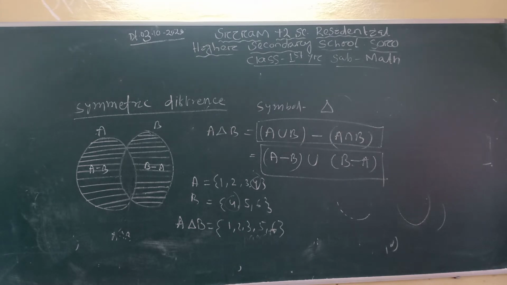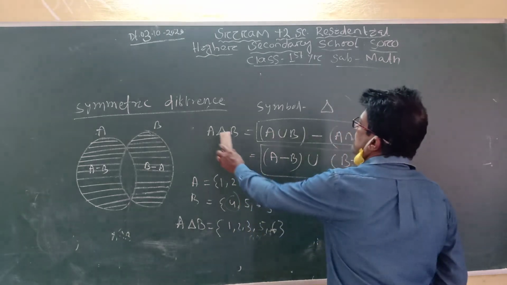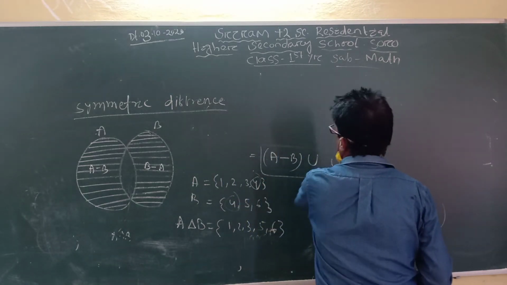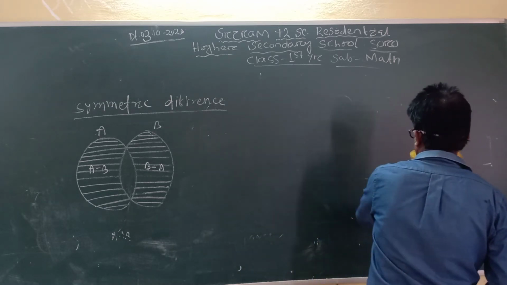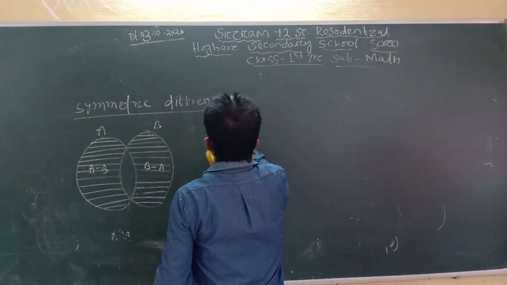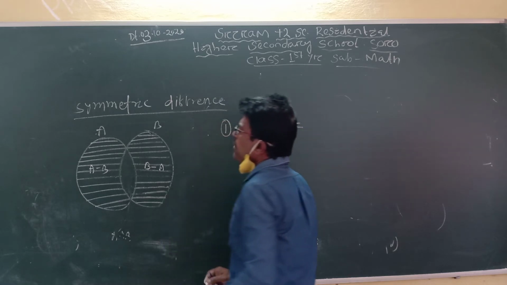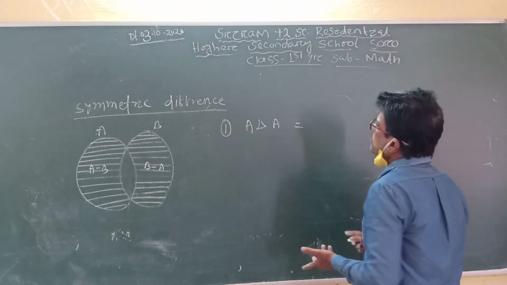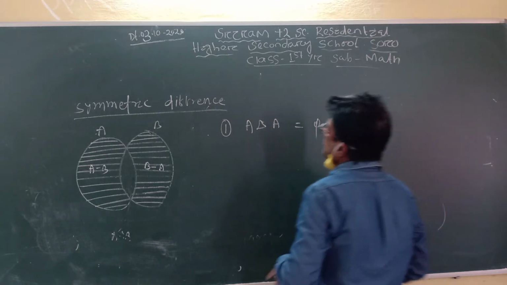Now I am going to tell you about some properties of A delta B. That is the last part of the operations on sets. Property 1: what is the value of A delta A? It means A difference A union A difference A, that is equal to the empty set. You look, A difference A is the empty set.